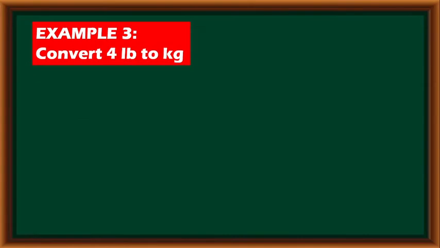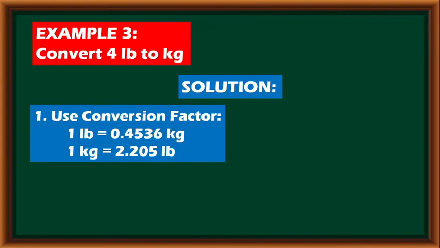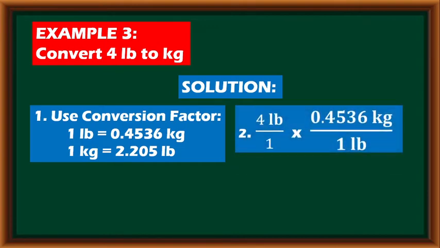Next, example number 3, convert 4 pounds to kilogram. For our conversion factor, for every pound, we have 0.4536 kilogram or 1 kilogram is equivalent to 2.205 pounds. Sometimes, ang ginagamit nilang value ng pounds sa 1 kilogram is 2.2 pounds. But inaccurate, to make it accurate, gawin mo siyang 2.205 pounds. Okay, so 4 pound over 1 times 0.4536 kilogram divided by 1 pound.